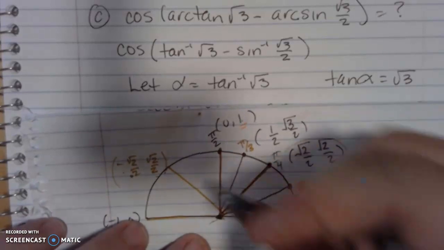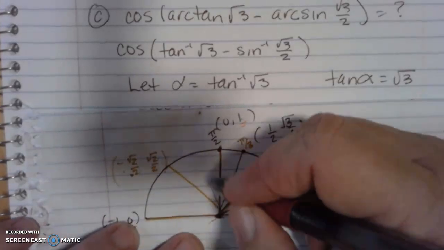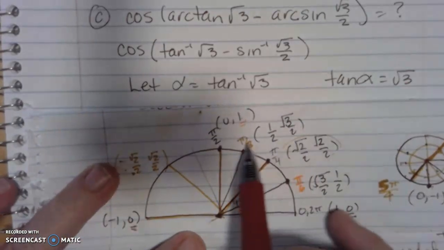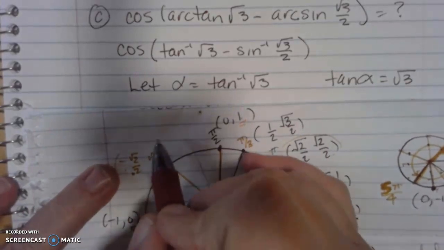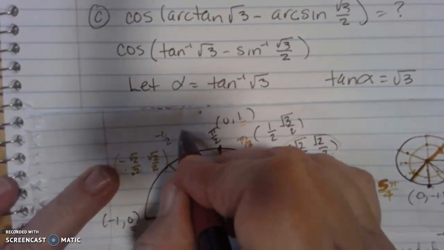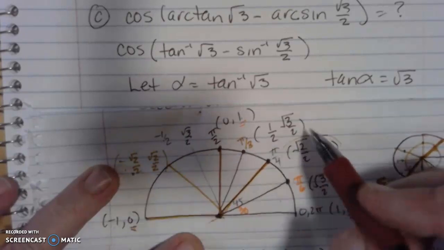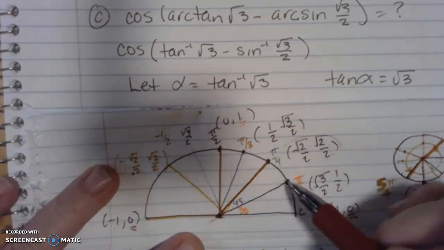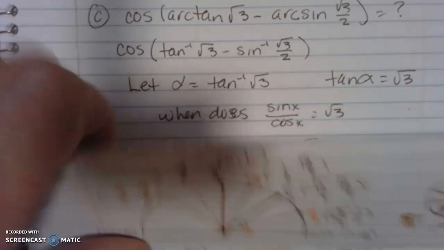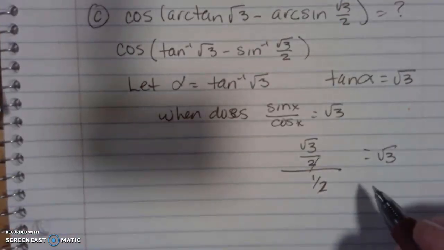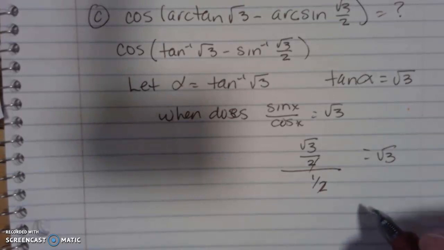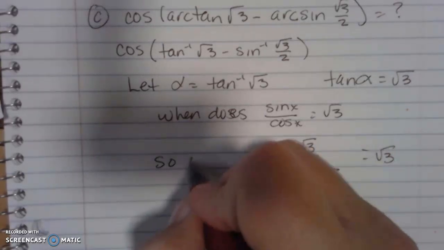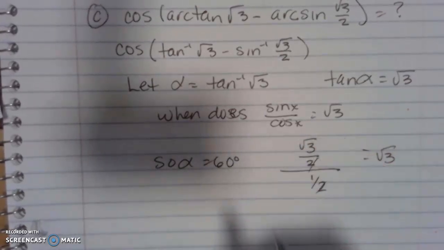Why is it not this side? Over here, I would get negative 1/2 and radical 3 over 2. So I'd get a negative. So it's not defined in that quadrant. It's over here at the 60 degrees. Remember, 30, 45, 60. So it's defined at 60 degrees. So therefore, alpha equals 60 degrees.